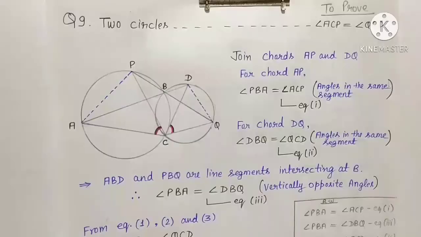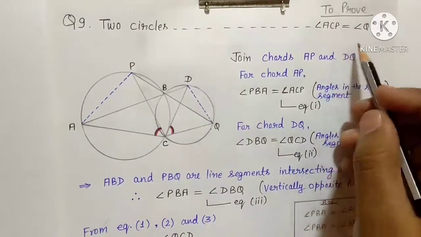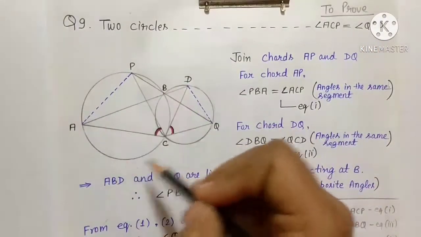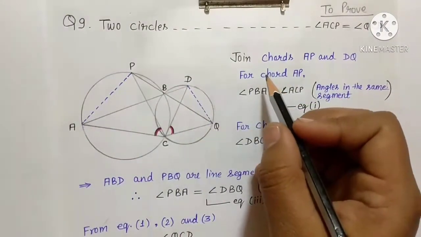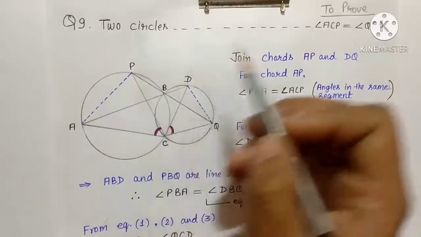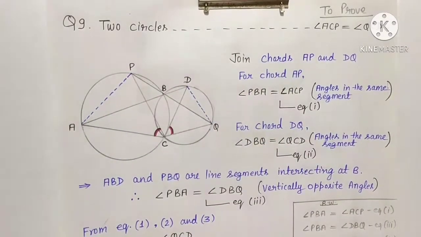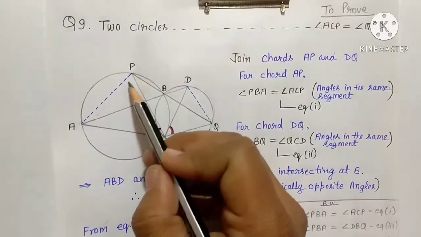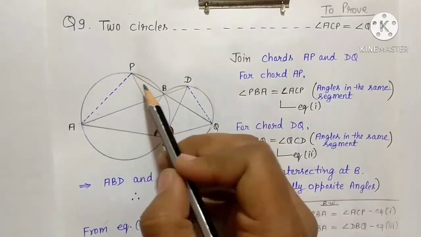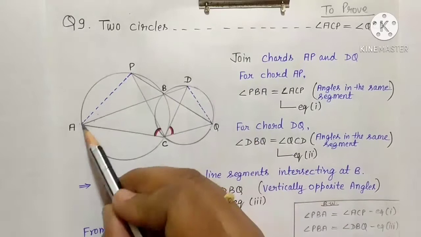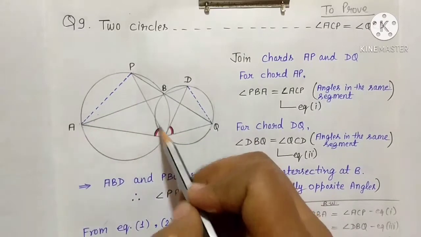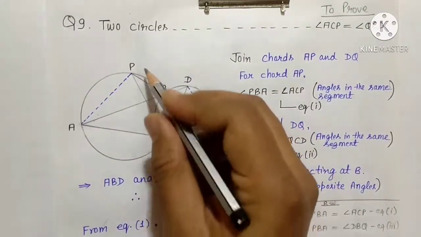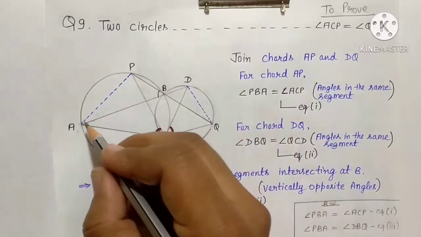Let's prove it. We have drawn the figure here, as you can see. Now we are doing a little construction: we are joining AP and DQ so that we get our chords and can use our theorems. Now for chord AP, if we take chord AP and this arc AP, we get angle PBA equals angle ACP. These two angles are equal, this angle ACP and angle PBA, or you can say ABP.